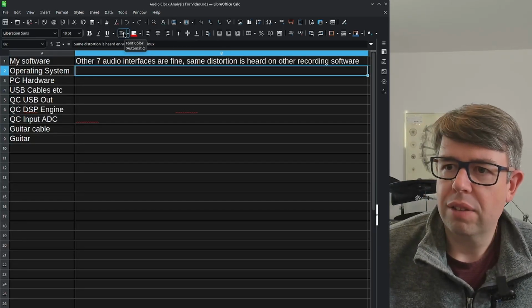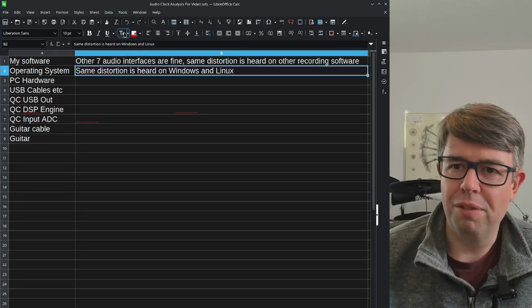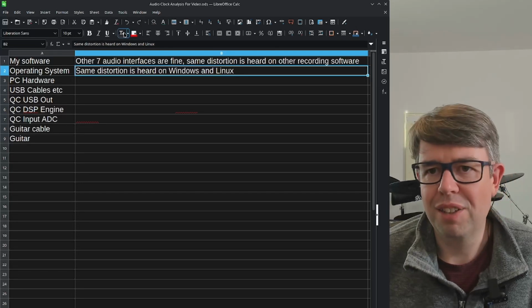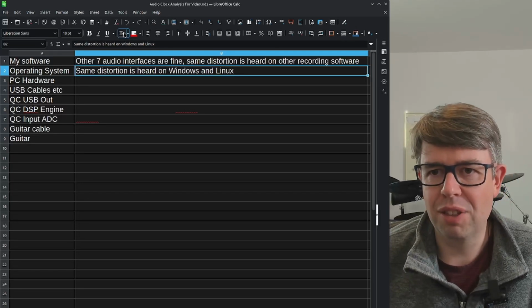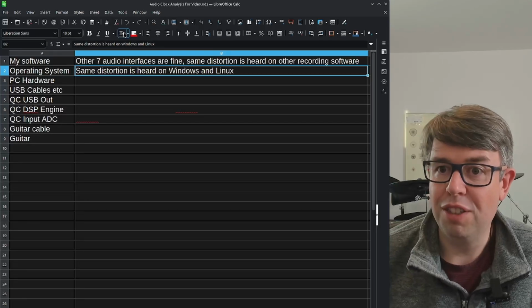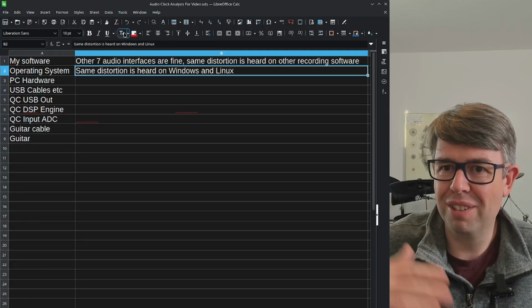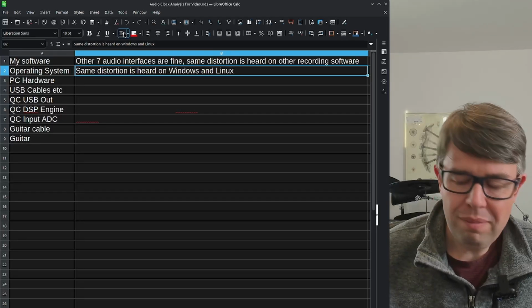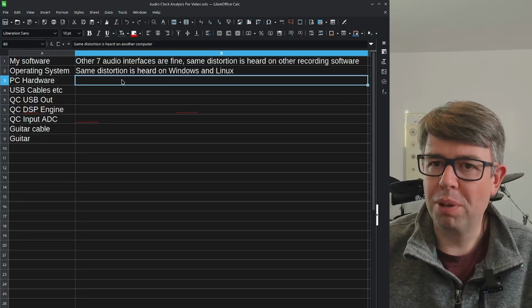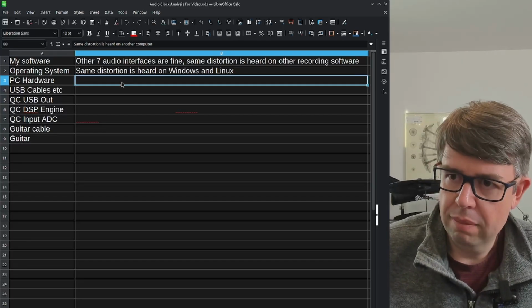Let's look at why I think I can eliminate the operating system. Well, because I dual boot this machine between Windows and Linux, and I hear the same distortion on either side. So as it happens, I'm using Linux to do this analysis because it's easier for me to be absolutely sure that the drivers are correct and everything on Linux. But I had the same distortion problem on Windows as I do on Linux.